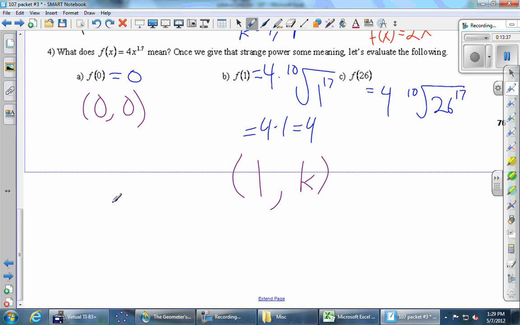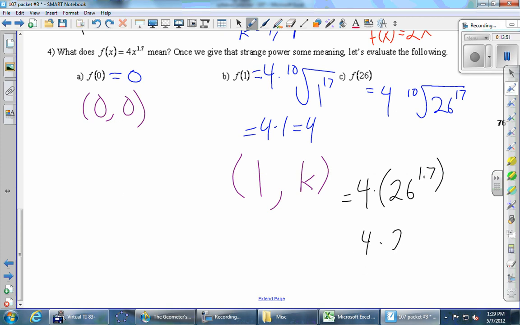Watch. If you do 4 times 26 to the 1.7, that's what we're doing, right? 4 times 26 to the 1.7. I'm going to compare that to two things. I'm going to try 4 times 26 to the 1, which is too small. And I'm also going to try 4 times 26 to the 2, which is too big. Having a little one at home, that too small, too big reminds me of Goldilocks. First one's too cold, last one's too hot. 1.7 is just right.